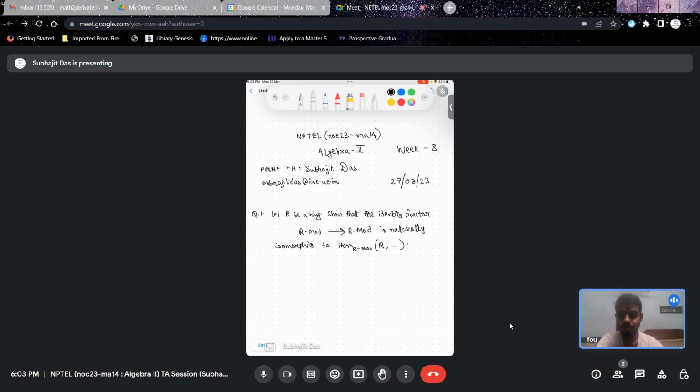So this week was essentially a follow-up from the previous week. That is, you are learning about categories, functors, and this week you learned about natural transformations. So the questions for this week are based on all this stuff. Okay, so without much delay, let us proceed. So let us read the first problem.